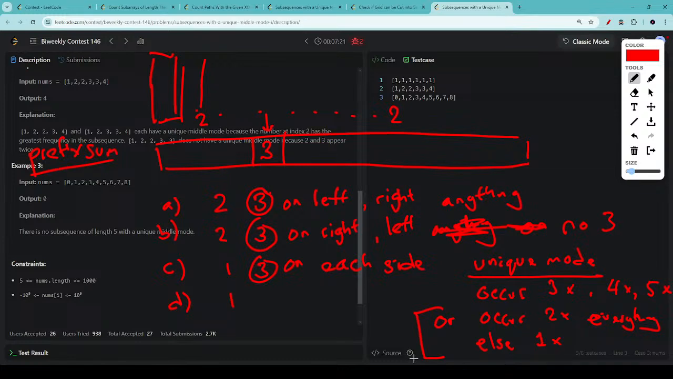For each cell, I'm going to say how many times each number has occurred up to that cell. So for instance, if it's 3, 1, 3, 4: 3 appeared one time. Then 3 appeared one time, 1 appeared one time. Then 3 appeared 2 times, 1 appeared one time, and 4 appeared one time. So you do a prefix dictionary of the frequencies.